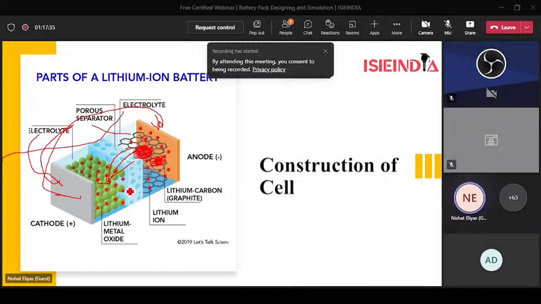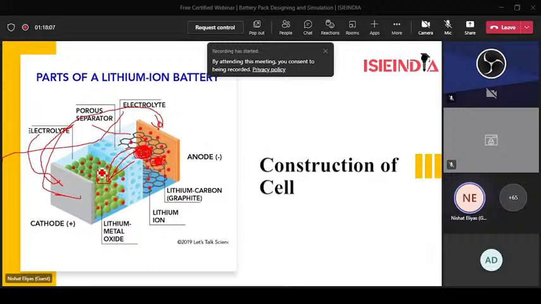So, when we fabricate our cells, the cathode constituent is lithium oxide, depending on which chemistry we are using. The lithium is present in its oxide form, and the anode is a carbon derivative, that is, graphite. So, what happens when we apply an external potential on the cell?